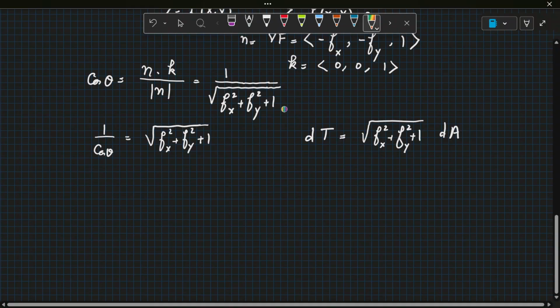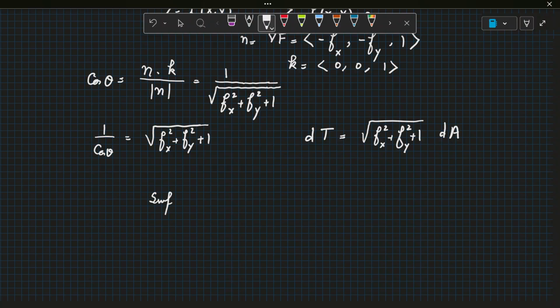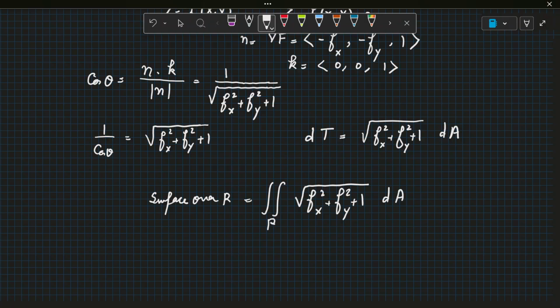Now, how about the total surface? The surface over R is going to be the double integral of this expression, the square root of f sub x squared plus f sub y squared plus 1 dA, and we have to integrate over the region R. So the whole problem depends on finding a nice expression for the region R, and for the function f, we need to calculate its partials and calculate this.